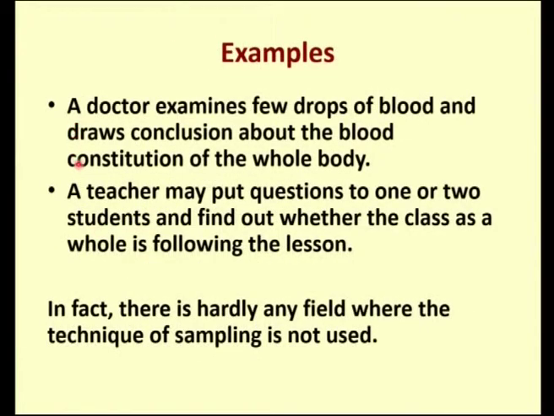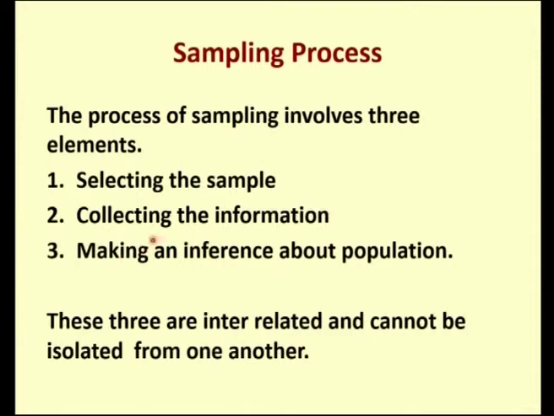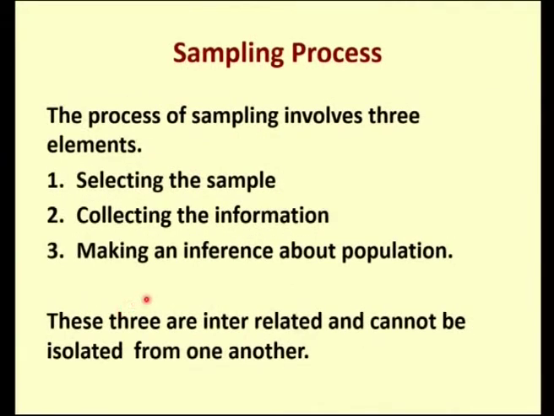And here we have some examples. A doctor examines a few drops of blood and draws a conclusion about the blood constitution of the whole body. This is actually a sampling process. Taking a sample, drops of blood, is nothing but a sample. Analyzing the blood sample is nothing but the second step of the sampling process, that is collecting the information, and then coming to a conclusion about the blood constitution of the whole body is nothing but the third element, that is making an inference about population.